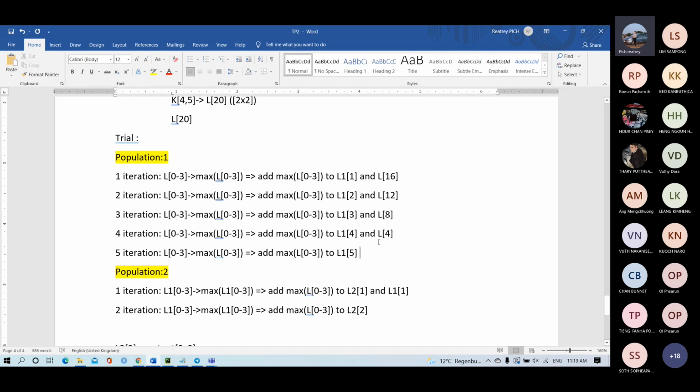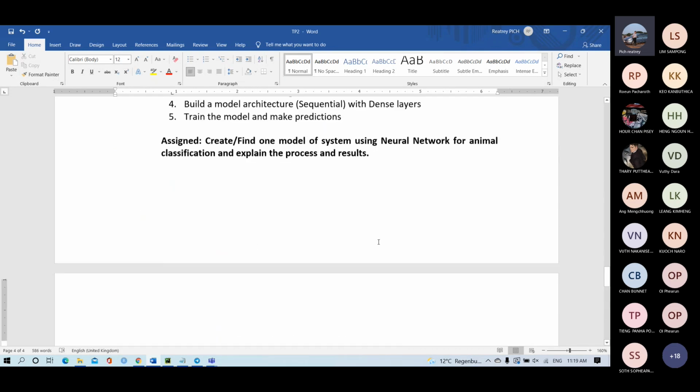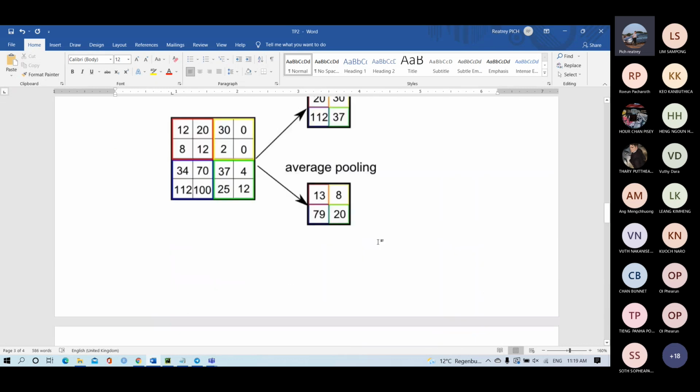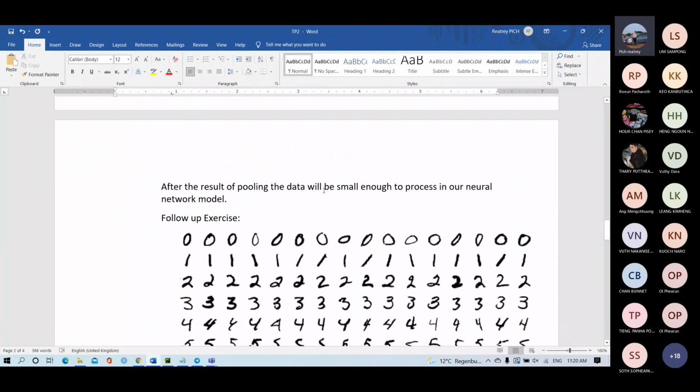This is the way that you would adjust or edit the matrix to be square while we do kernel pooling. In our work, after the pooling result, you have smaller data to put into our neural network model. When you have small data, our model can run faster than before.